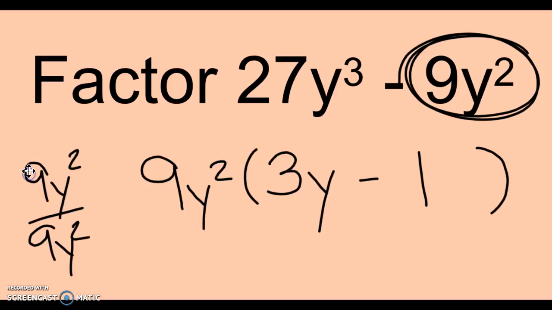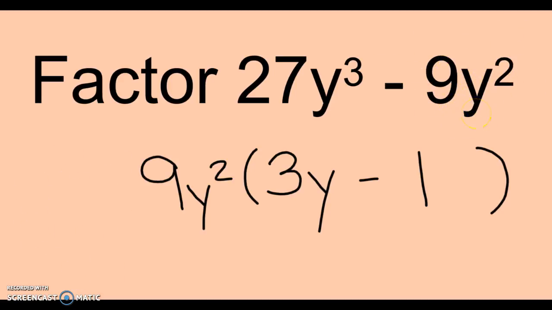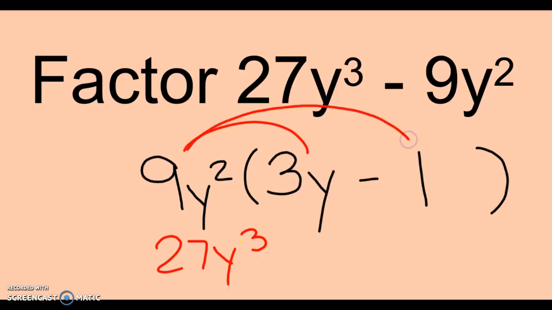All right, so if you're not sure if you did it right, again, let's go back and check. I'm going to change my color so I know 9 times 3 is 27. Y squared times y is y cubed. Then we do 9y squared times negative 1, which is negative 9y squared. It all checks out, so we are right.